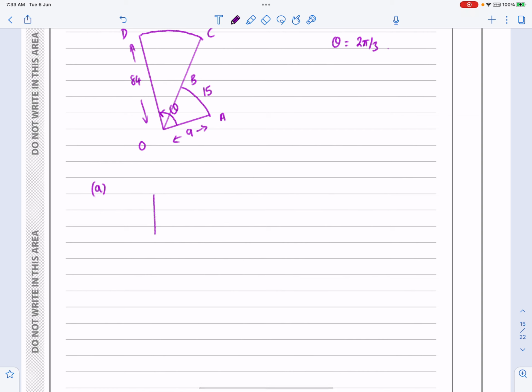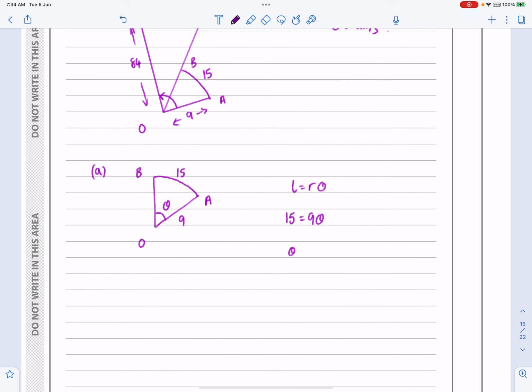First of all, I'm just going to look at the sector OAB here. And for this sector, I'm going to try and work out what theta is if I've got 15 and 9 there. The only reason I'm using theta is because my formula for arc length is L equals R theta, and I've got 15 equals 9 theta there, so theta is 15 over 9. 15 over 9 is the same as 5 over 3.